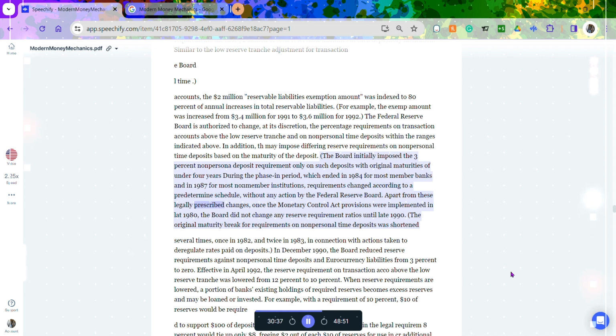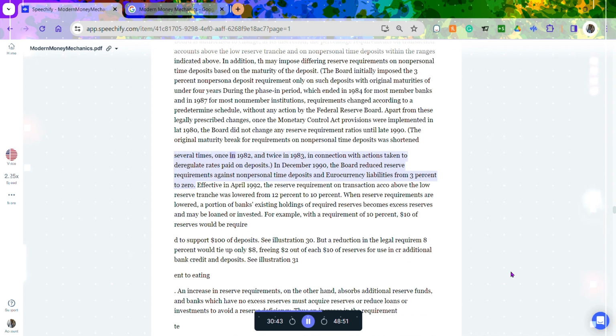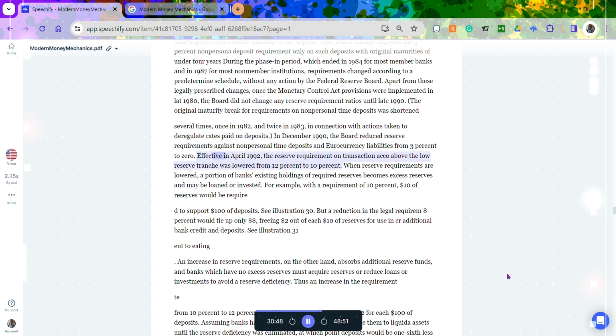Apart from these legally prescribed changes, once the Monetary Control Act provisions were implemented in late 1980, the Board did not change any reserve requirement ratios until late 1990. The original maturity break for requirements on non-personal time deposits was shortened several times, once in 1982 and twice in 1983, in connection with actions taken to deregulate rates paid on deposits. In December 1990, the Board reduced reserve requirements against non-personal time deposits and Eurocurrency liabilities from 3% to 0. Effective in April 1992, the reserve requirement on transaction accounts above the low reserve tranche was lowered from 12% to 10%.